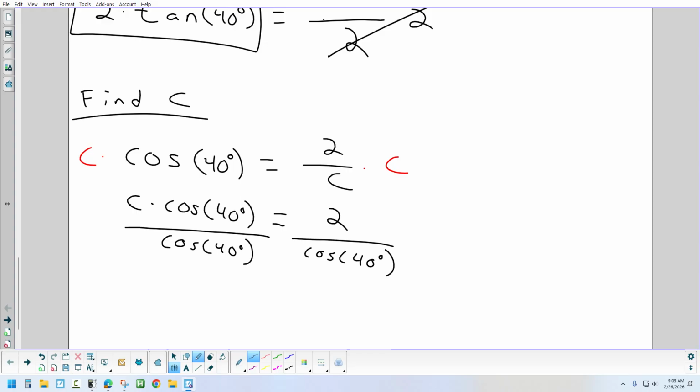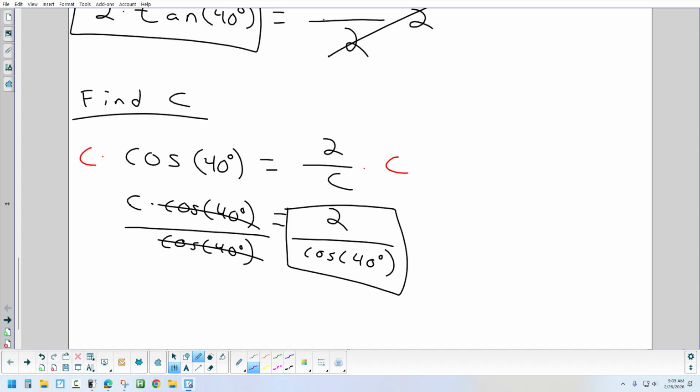Okay, what is the cosine of 40? We don't really care. We just have to divide each side by it. So I'm going to let the calculator figure out what the cosine of 40 is. I don't want to type that in and round it off right now. So this is gone, and there's your answer for C: 2 divided by cosine 40.